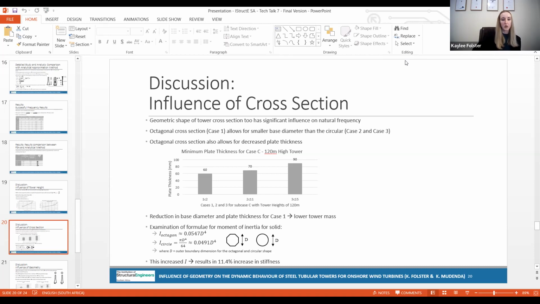So this is actually due to the cross-sectional shape itself. And if we look specifically at the formula for moment of inertia, what you notice is that the I for an octagonal shape is actually greater than that of a circular cross-section. So this increase in your second moment of area is resulting in an approximately 11.4% increase in the stiffness of your actual tower. So you can see by just tweaking your cross-section, it has quite a big impact on your stiffness and effectively the natural frequency.